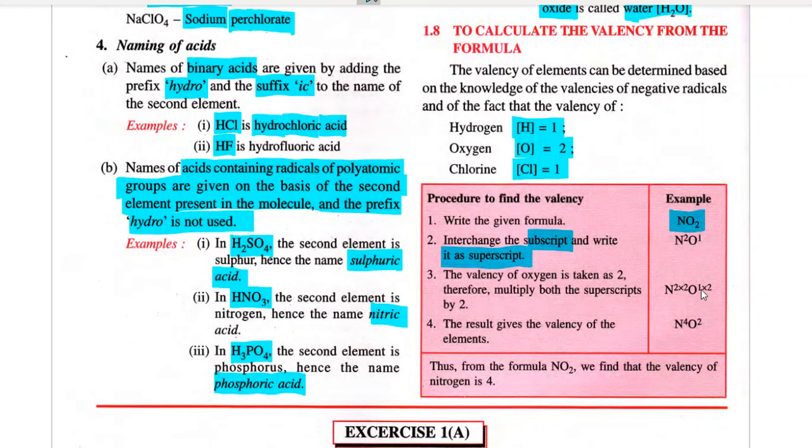Now we know the valency of oxygen, I told you that you should have this previous knowledge. So the valency of oxygen is 2, therefore multiply the 1 in oxygen's superscript by 2. And because you multiplied by 2 here, you have to multiply nitrogen's by 2 as well. So basically we get N4O2. The result gives the valency of the elements, N4O2. Thus, from the formula NO2, we find that the valency of nitrogen is 4. But I don't agree with it. The valency of nitrogen is actually 3 minus as per me.